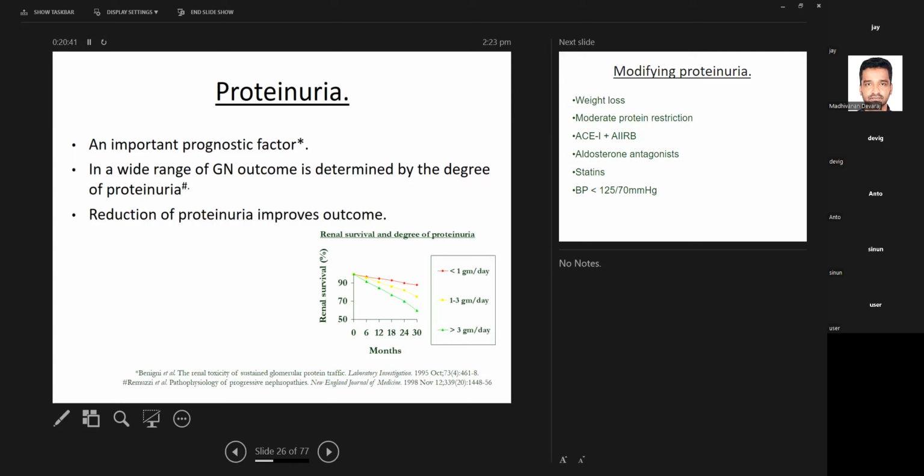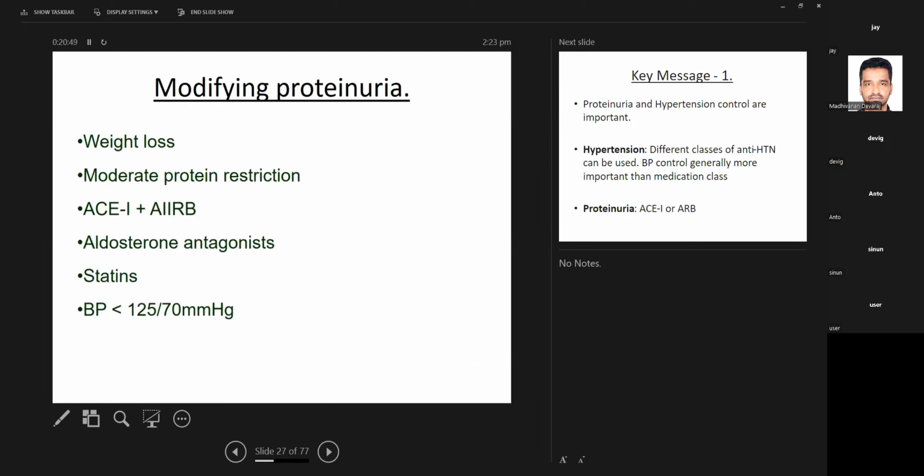And similarly, if we can intervene and reduce proteinuria, then we can improve kidney outcomes and progression of chronic kidney disease. And once again, we focus on a combination of lifestyle as well as drug therapies to try and reduce proteinuria and improve progression of chronic kidney disease. And the first is, again, weight loss, trying to reduce weight to a healthy BMI. The second thing is protein restriction.